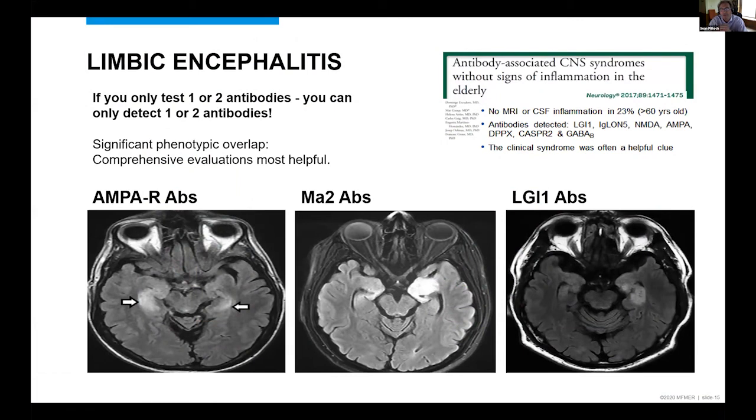Now, why is it important to have comprehensive evaluations? Though there are some subtleties and clinical characteristics that can direct you towards one antibody or another, in general practice that's often not that helpful. Yes, facial-brachial dystonic seizures will point you towards Lgi1, but most patients with Lgi1 antibody-associated encephalitis don't have them. Many patients can present with psychiatric manifestations and have other forms of limbic encephalitis. This shows you, at least from an imaging perspective, you would not be able to tell which antibody is causing the problem, because the imaging looks similar in all these different cases, despite the fact that each of these antibodies has a very different implication for the patient.